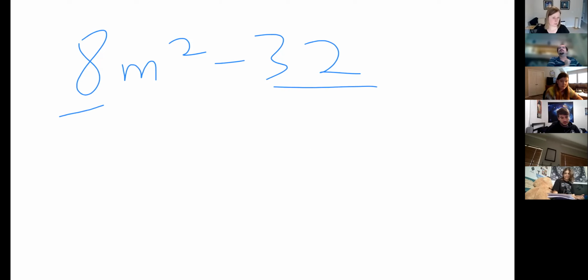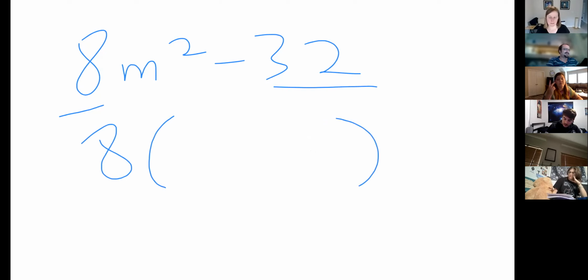We can factor the 8. So if we're looking at the 8, right? Does 8 divide 32? Yes, it's 4. So we can divide 32 by 8, and then you'd have 2 and 4. M squared, we divide this, it becomes m squared minus 4. And then that would be your answer, right? We got a GCF out.